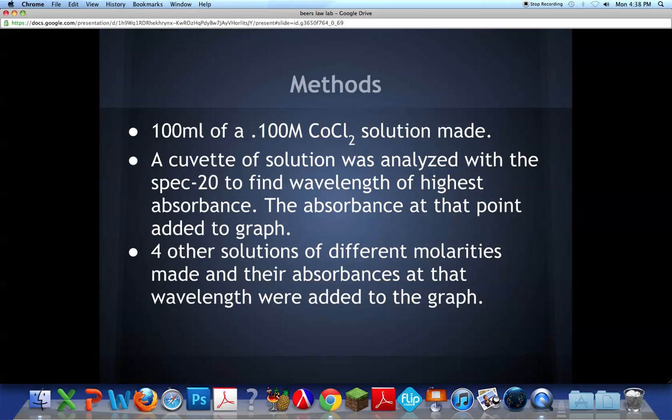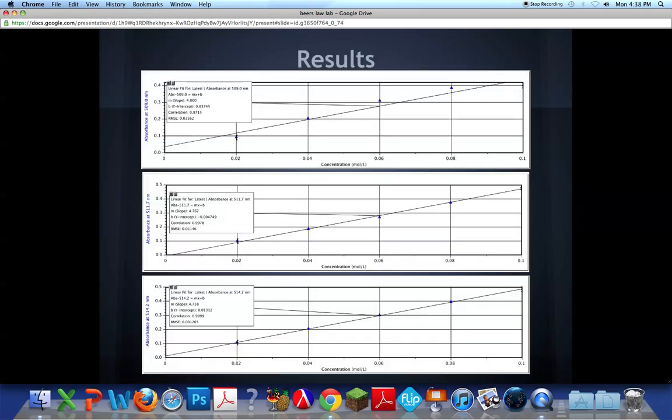Then we created 4 other solutions using the original 0.100 molar cobalt chloride solution, and the molarities of these solutions were 0.020, 0.040, 0.060, and 0.080 molar, and we added those absorbances to the graph as well. And we did 3 trials. So these are the 3 trials we did.